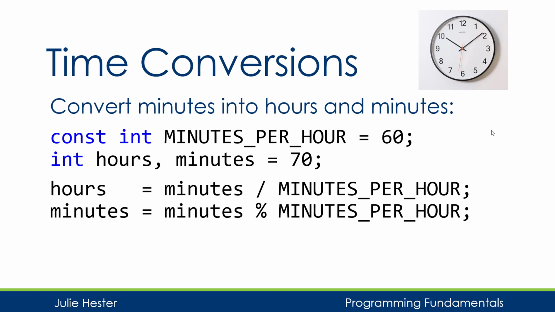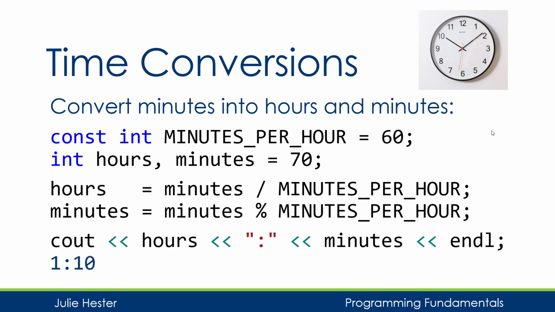But how many minutes do I have left over? Well, I'm going to do a similar operation here. Again, I'm going to take minutes, but I'm going to say minutes mod minutes per hour. And now I will get the remainder of what I would get with that division. Well, 70 divided by 60 has a remainder of 10. So now I'm going to find out that I have 10 minutes. And if I were to display it, I would see that it was 1 hour or 1:10.